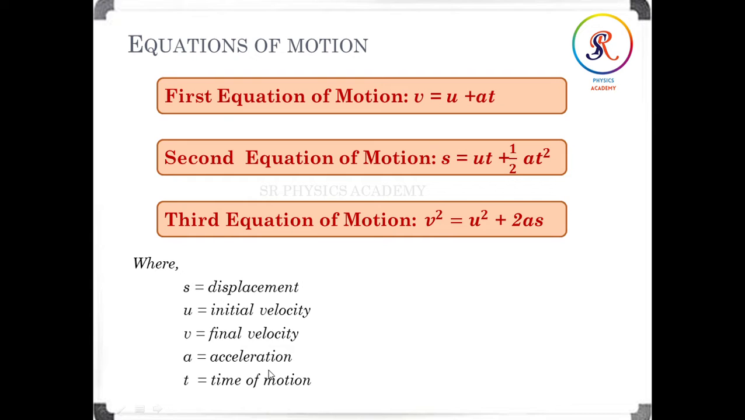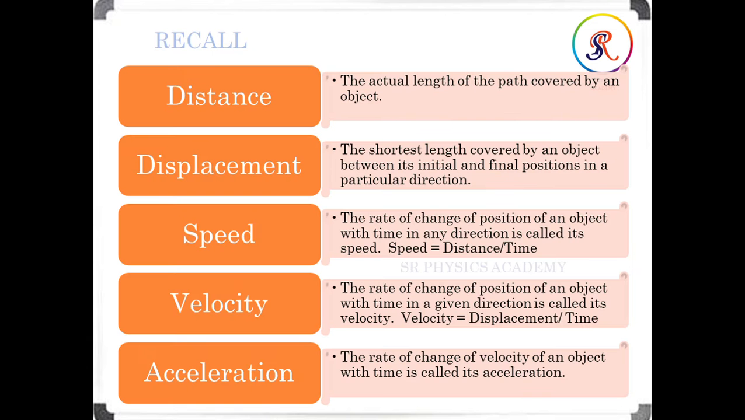So now you know what the three equations of motion are. The first equation of motion is V equal to U plus AT. The second equation of motion is S equal to UT plus half AT square. The third equation of motion is V square equal to U square plus 2AS. Now we derive the first equation of motion.